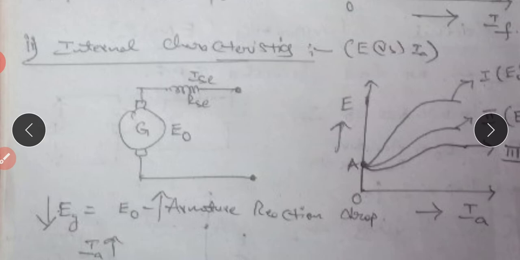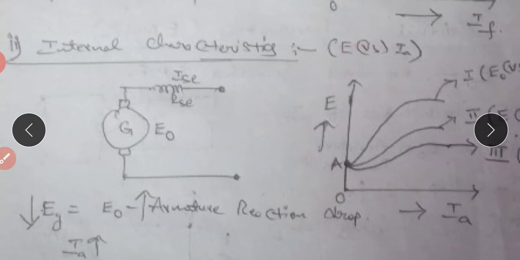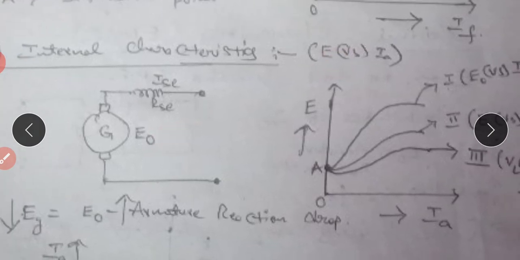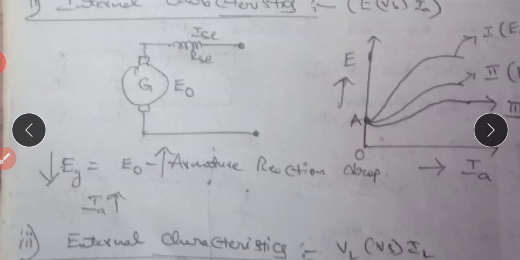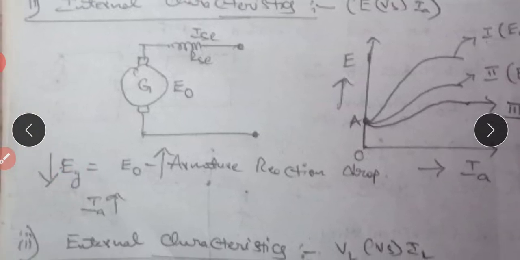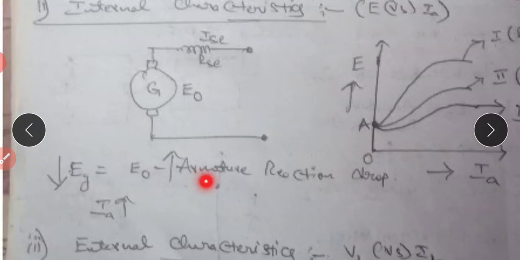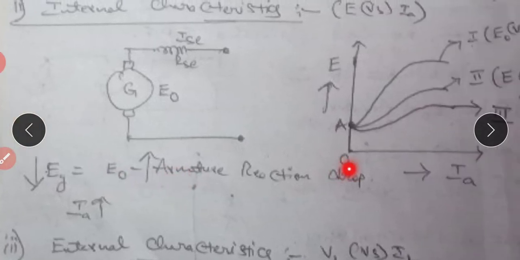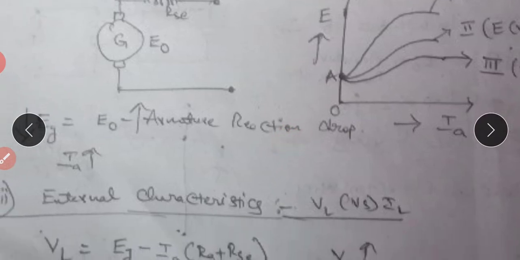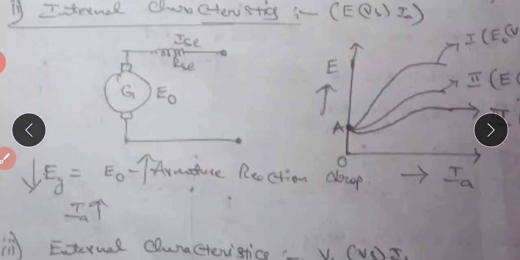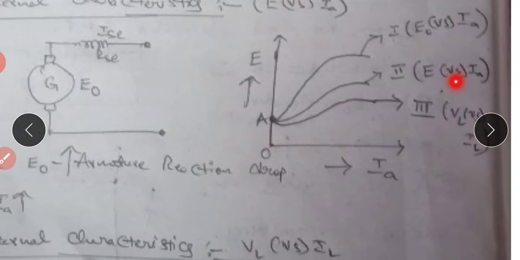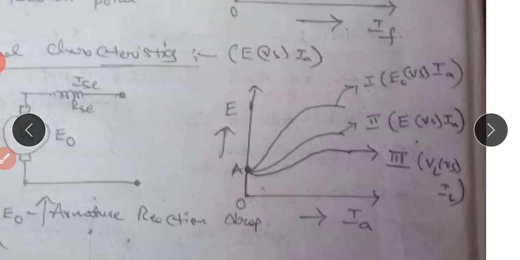The internal characteristics means the graph between E versus IA. Here E is the generated EMF at load condition. So E0 means generated EMF at no load condition. We know that the difference between no load generated EMF and load generated EMF, EG or E, both are the same, but E0 and EG are different. So EG equals E0 minus armature reaction drop. This armature reaction drop value depends on armature current value. If armature current increases, the armature reaction drop also increases. So first, to draw the graph between E versus IA, we have to draw the graph between E0 versus IA.